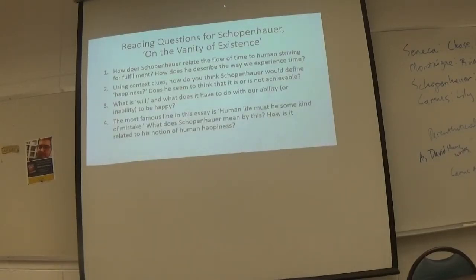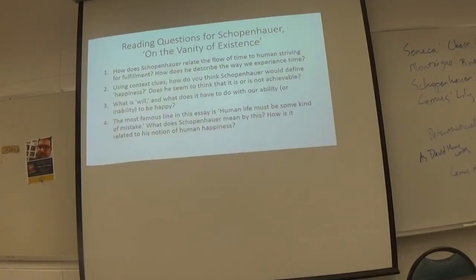All right, so how does Schopenhauer relate the flow of time to human striving for fulfillment? How does he describe the way we experience time? Secondly, using context clues, because he's not going to tell you outright, how do you think Schopenhauer would define happiness? Does he seem to think that it is or is not achievable? Third, what is will? And what does it have to do with our ability or inability to be happy?